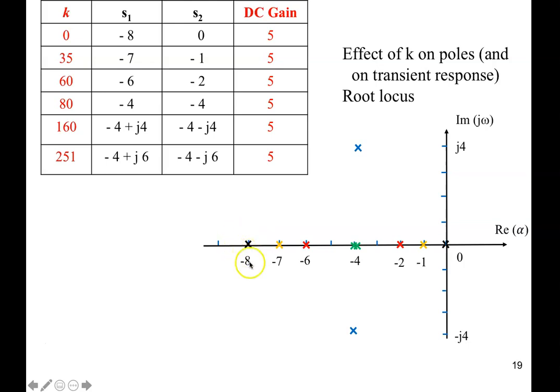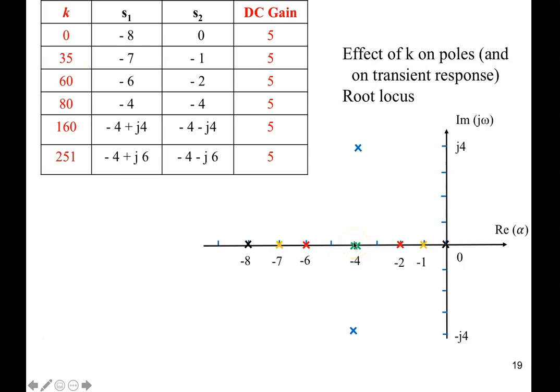As I increase the k value to 35, the pole, this 0 moves to here, this minus 8 moves to there in yellow. Go further to 60. When k value becomes 60, this minus 7 moves to minus 6. This minus 1 moves to minus 2. If I increase that to 80, this one moves to minus 4. This one is also moved to minus 4.